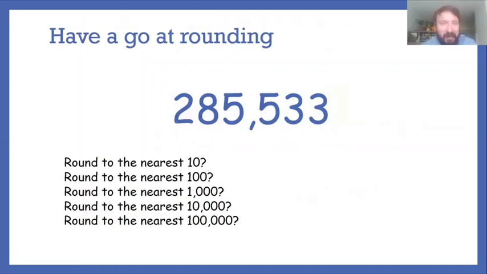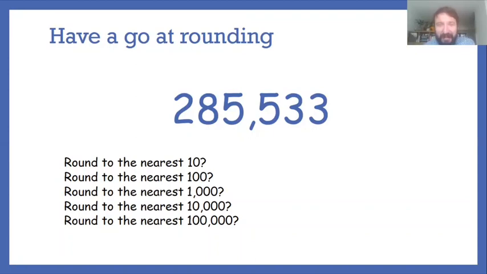So let's have a look at this. Have a go rounding this number: round to the nearest 10, round to the nearest 100,000, 10,000, then 100,000. Pause the video, have a go, come back in a couple of minutes, and then we will look through this together.